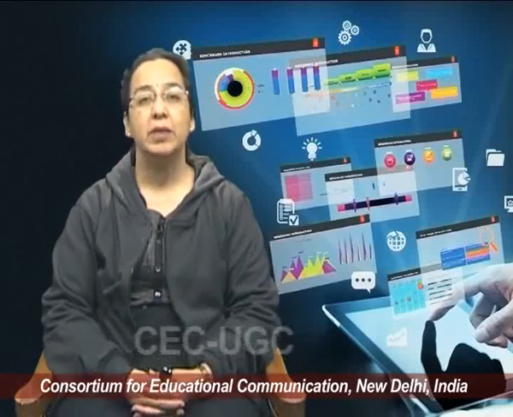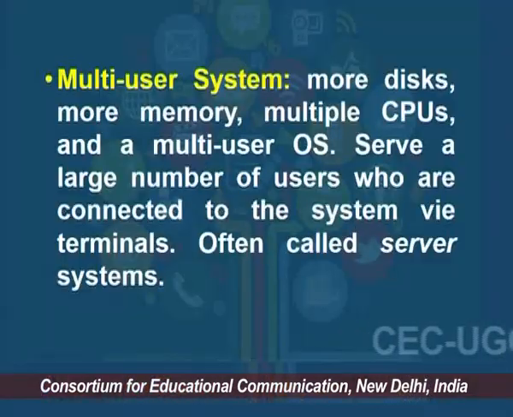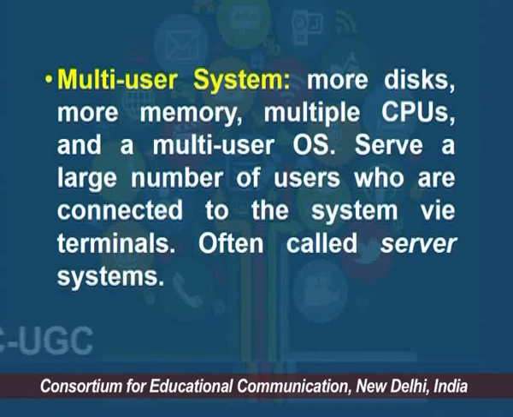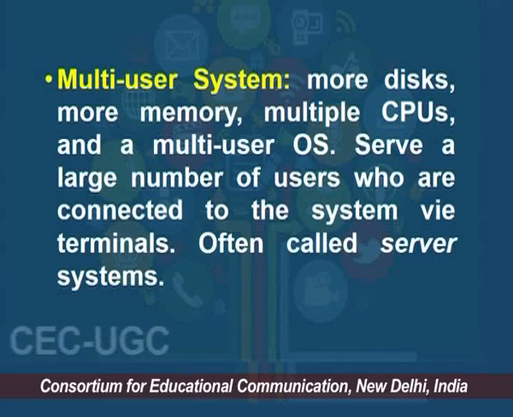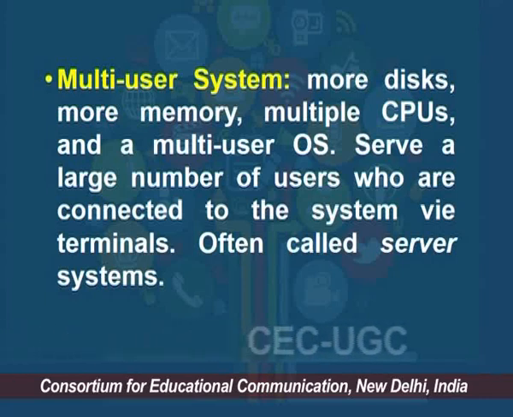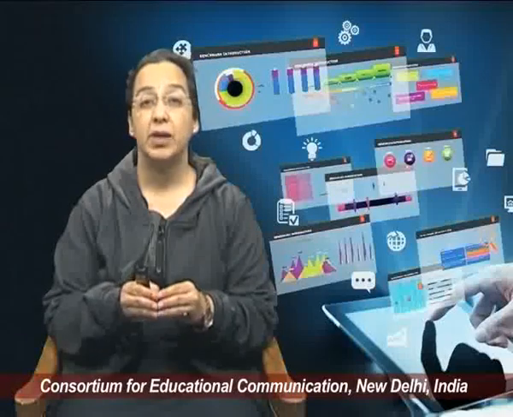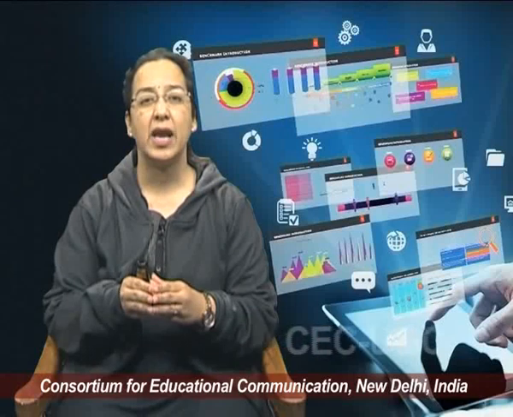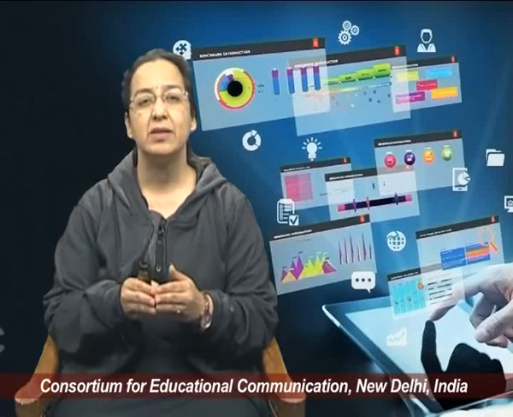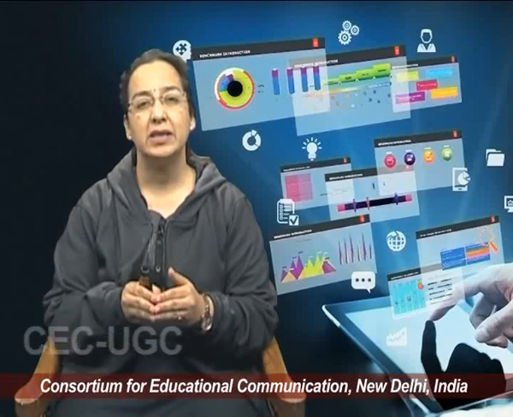But when we talk about multi-user systems, there are multiple CPUs, and obviously high chances of having more disks and more memory, but the operating system here is going to be multi-user. Previously in the single user system, I was stressing that the operating system is able to serve only one user, and here the operating system is able to serve multiple users, and it is actually a multi-user operating system.